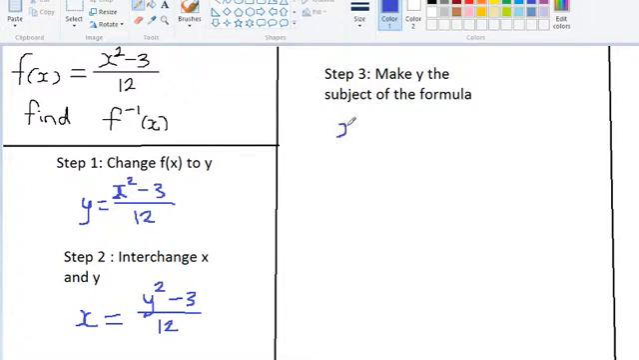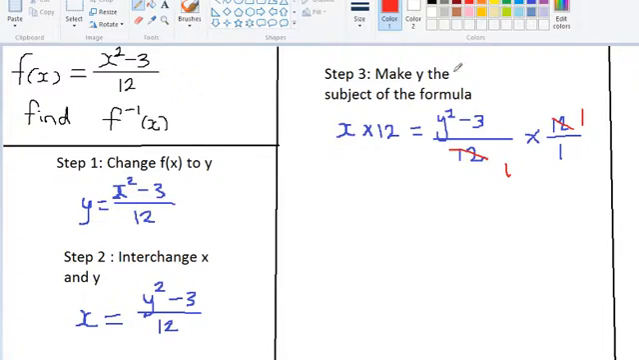So we have x times 12 equals y squared subtract 3 over 12 multiplied by 12 over 1. So we multiply both sides by 12 and we cancel. 12 into 12, 1. 12 into 12, 1. Okay. We simplify. So 12 times x is 12x, which is equal to y squared subtract 3.